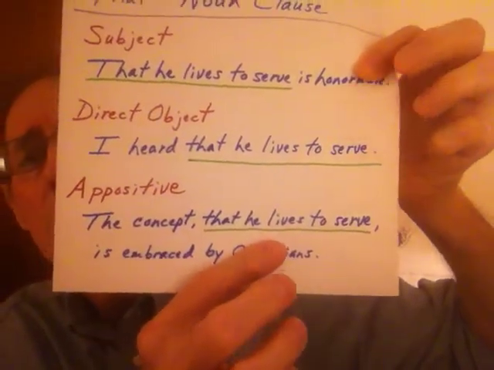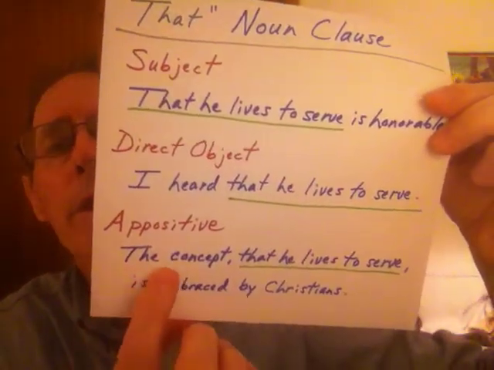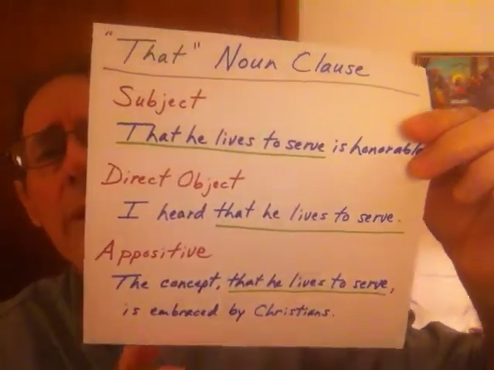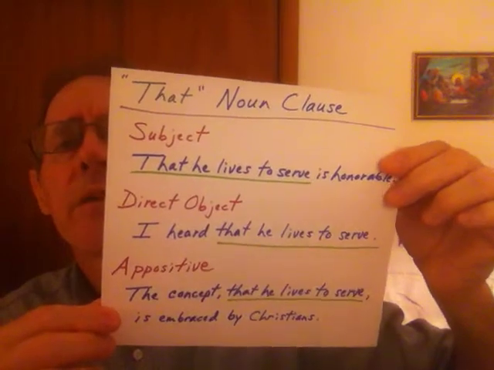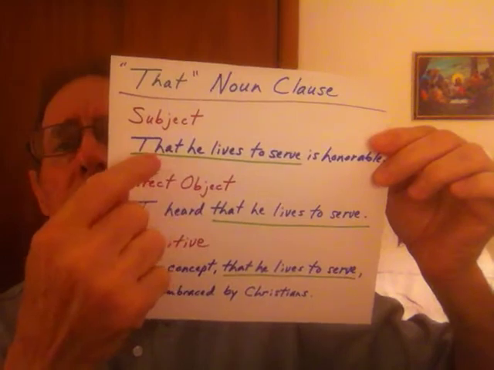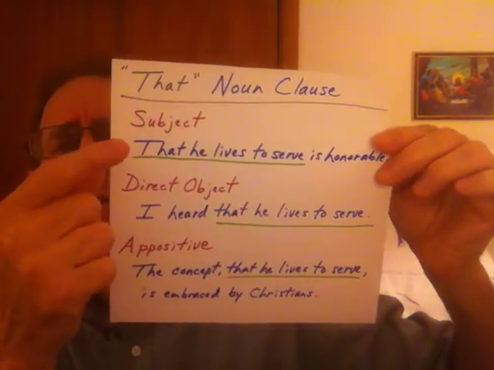Now that tells you, it's an indicator, it's a clue that that's an appositive, and it's also a clue that it's a non-restrictive clause. It's not really necessary, not critical, but it's there. So you see a little hint, the concept, comma, that he lives to serve, so that would be used as an appositive. So here you have three situations where the noun clause functions as three different sentence functions, okay? It's three different parts of a sentence. All right, that's pretty clear.